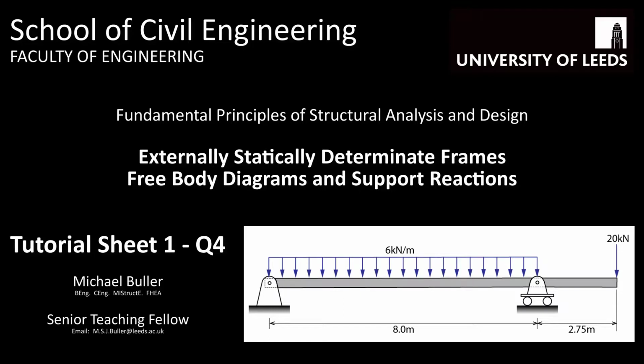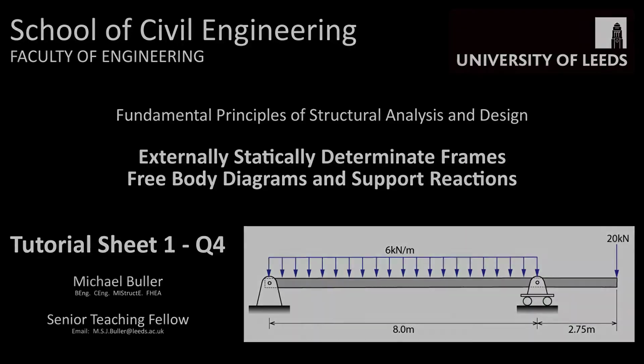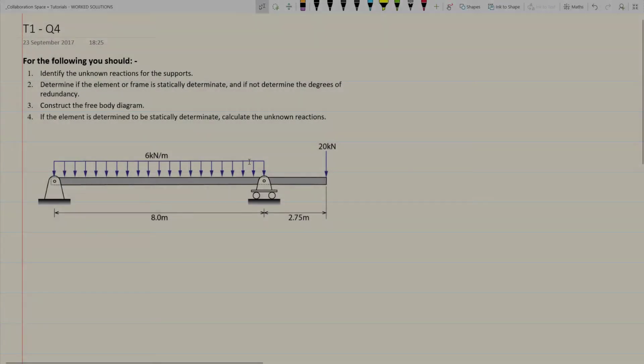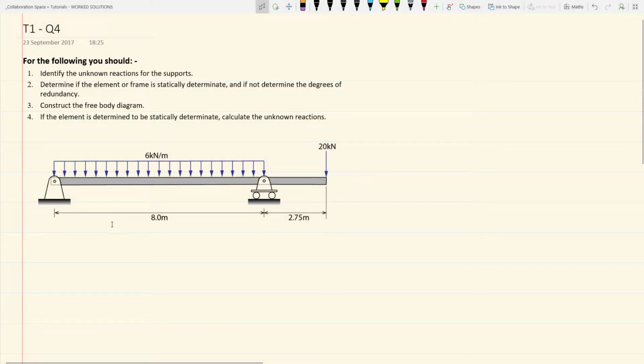Hello, my name is Mike Buller, and this video explores some of the fundamental principles relating to structural analysis and design. Consider a simply supported beam spanning between a pin and a roller. The beam has a cantilever to one end and is subjected to a universally distributed load acting between the supports and a point load acting to the end of the cantilever.